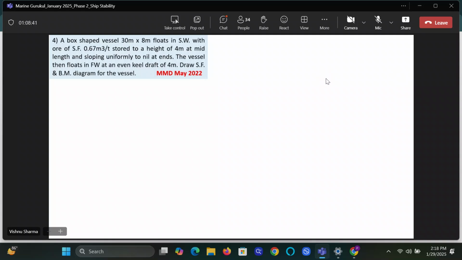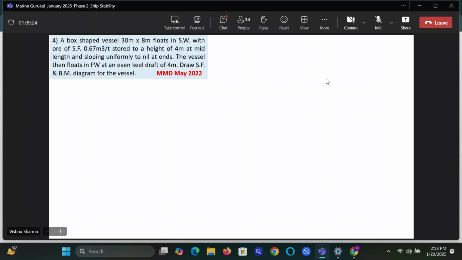Guys, a box-shaped vessel, 30 meters by 8 meters, floats in seawater with iron ore of stowage factor 0.67 cubic meters per ton, stored to a height of 4 meters at mid-length and sloping uniformly to nil at the ends. The vessel then floats in fresh water at an even keel draft of 4 meters. Draw SF and BM diagram. Again, MMD May 2022. So you need to be responding to questions. You need to be proactive and help me in doing the question.